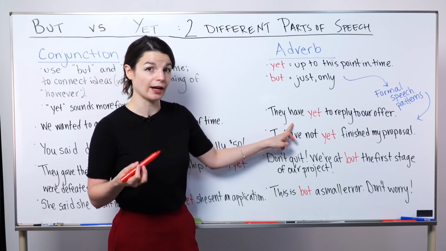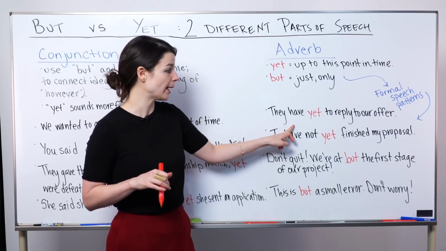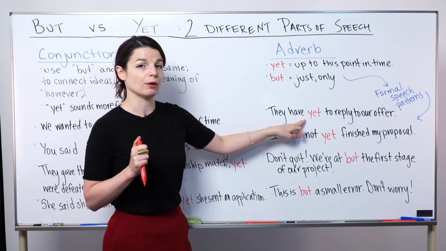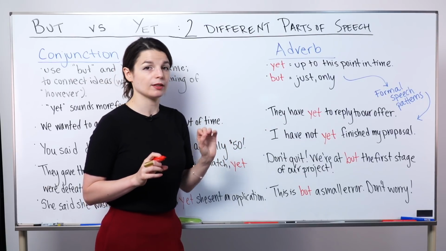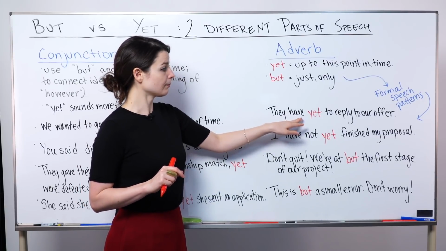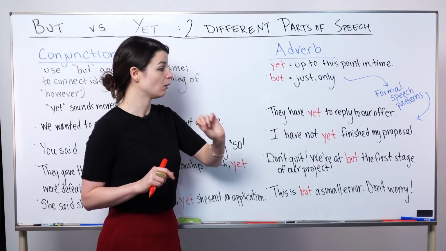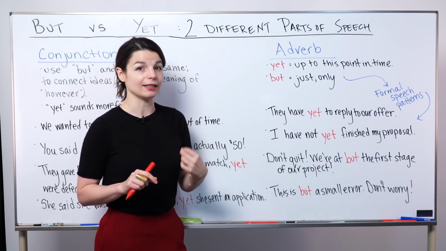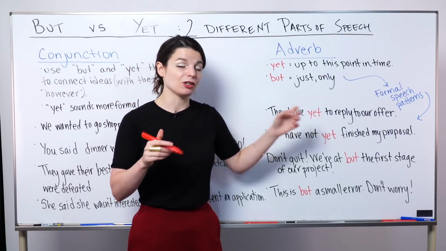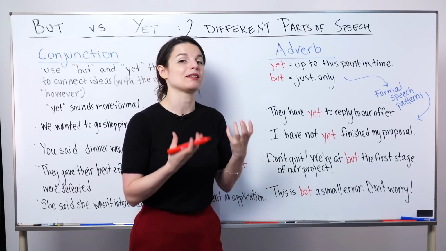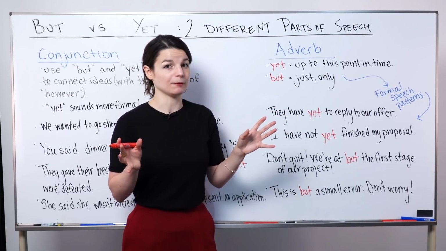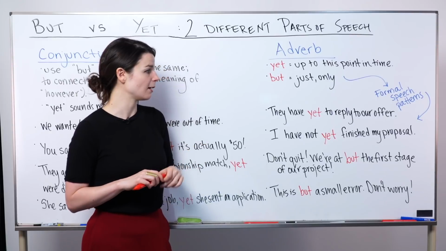It sounds a little more casual. That sounds like an everyday speech pattern. This sounds more formal. They have yet to reply to our offer. So if you want your speech to sound a little more formal, or if you're writing something, you can use this pattern. They have yet to reply to our offer, or they haven't replied to our offer yet. Means the same thing. Either way, there's some expectation. You're expecting that there's going to be a reply. It just means up until this point, there hasn't been one. So we use yet to communicate that.